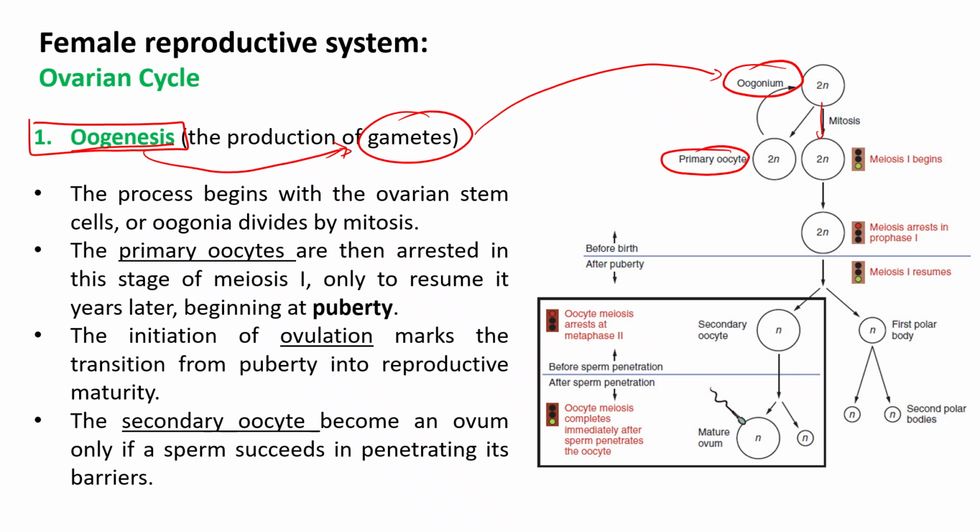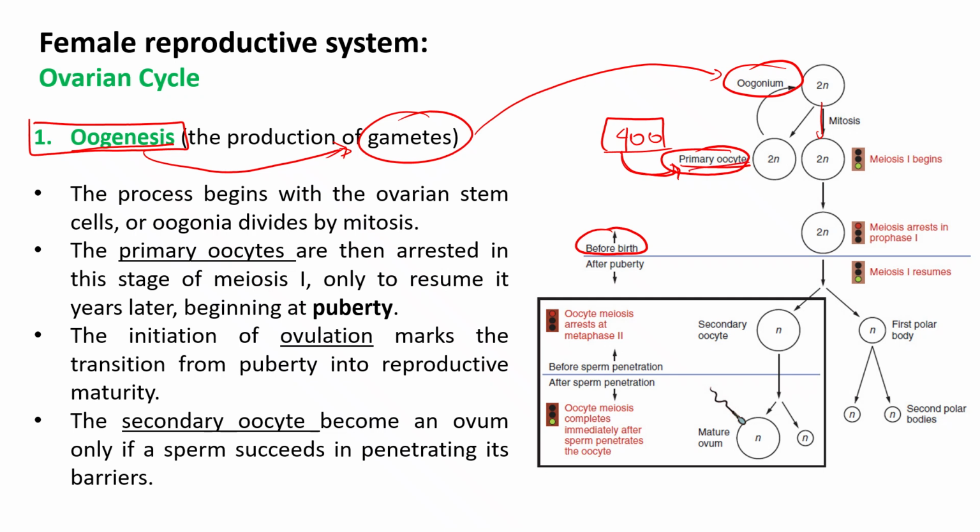So let's just use an easy number. For example, let's use 400. Let's say that the stem cell produces in total 400 primary oocytes, and that's the number that will not change anymore. There's not going to be more production of those cells. All this is happening before birth. So when the baby is still in the mother's womb, we'll have in the ovaries, let's say, 400 primary oocytes.